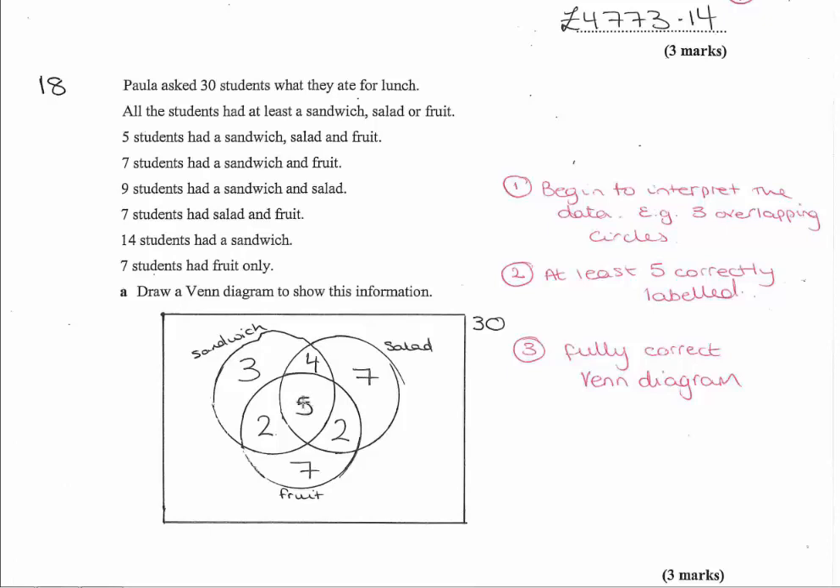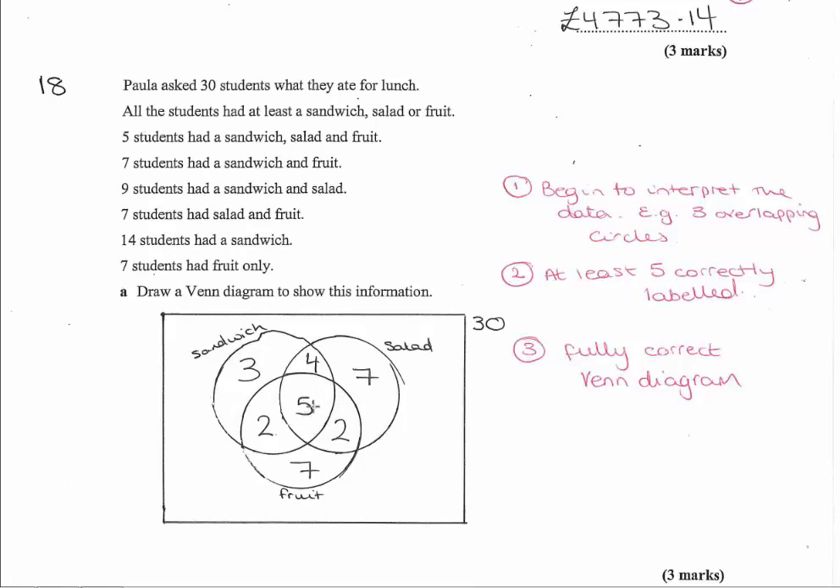Now, then it says 7 students had a sandwich and a fruit. Here is sandwich and fruit. Now, where people went wrong is they put a 7 here. No, this part here is the overlap, or rather the intersection, between sandwich and fruit. So we know in here there must be 7 people.